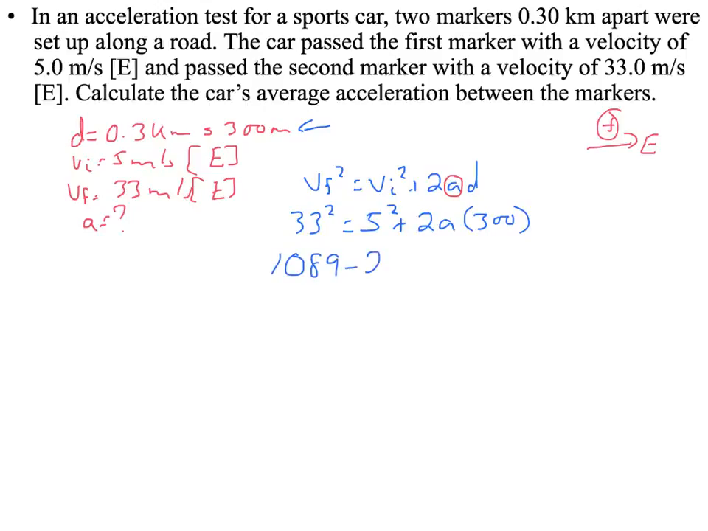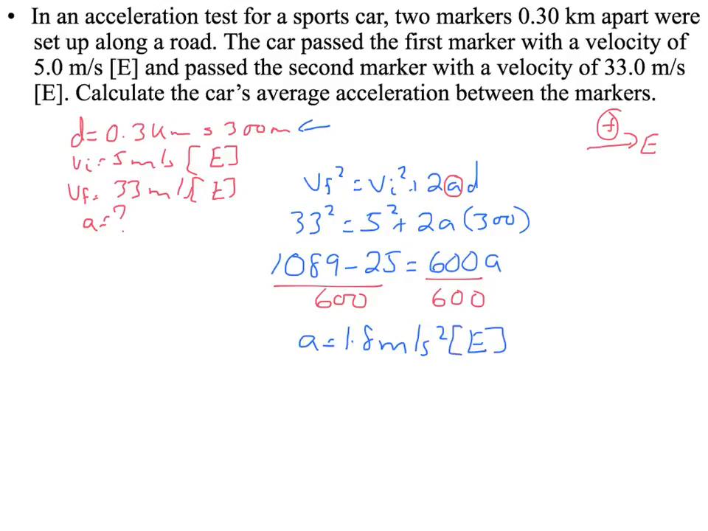So when you do a little bit of math and a little rearranging, you end up with 1089 minus 25 equals 600A. We are then going to divide both sides by 600. And what we are going to end up with is A equals 1.8 meters per second squared east.